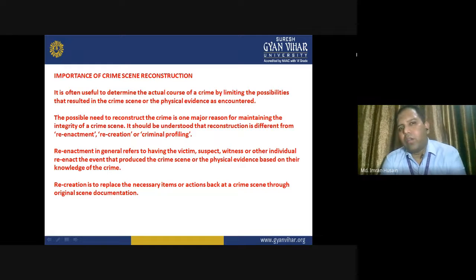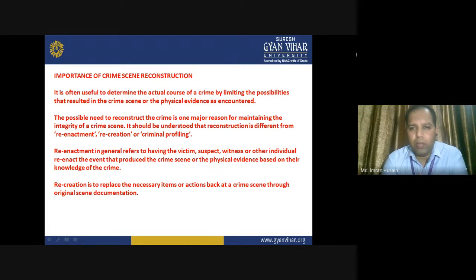So, what is the main importance of crime scene reconstruction? You should understand it here. It is often useful to determine the actual course of a crime by limiting the possibilities that resulted in the crime scene or physical evidence as encountered. So what was the actual course? What were the possibilities in that particular crime scene regarding the physical evidence? The possible need to reconstruct the crime is one major reason for maintaining the integrity of the crime scene. So every time you have to maintain the integrity of the crime scene. Your crime scene should not be disturbed by external disturbances.